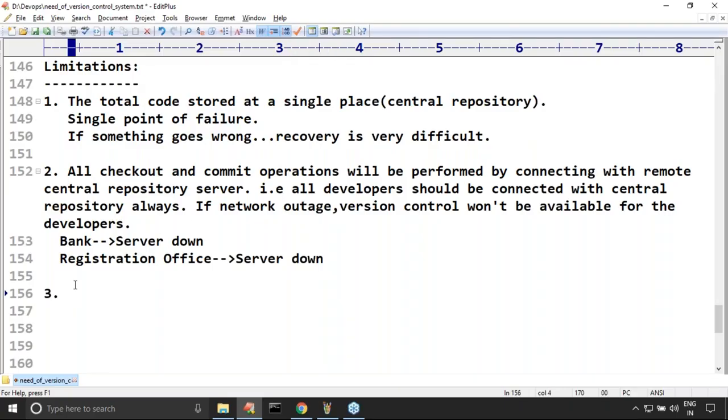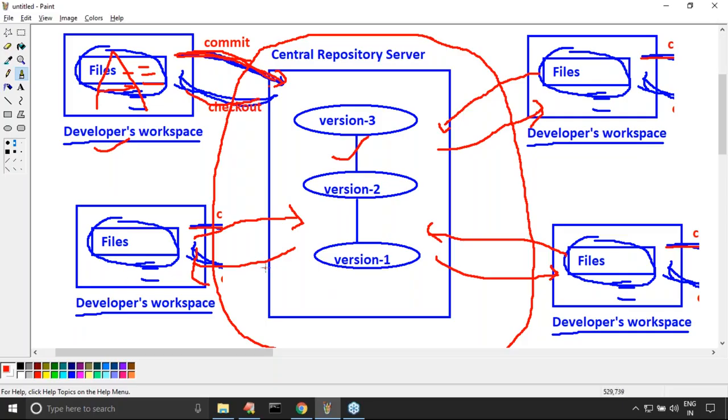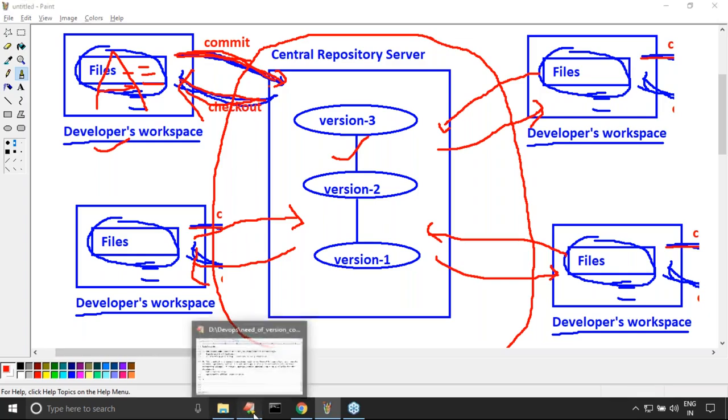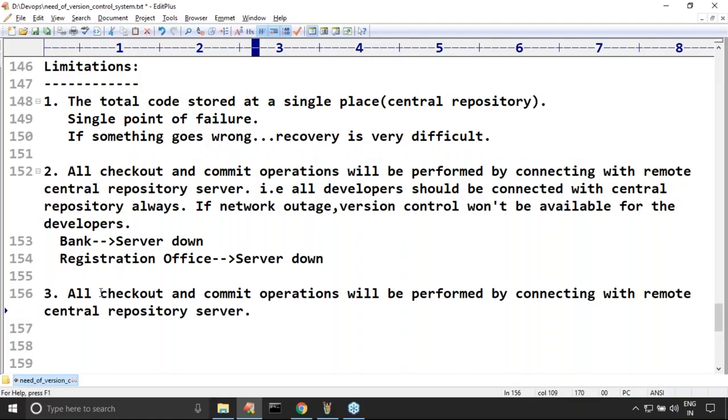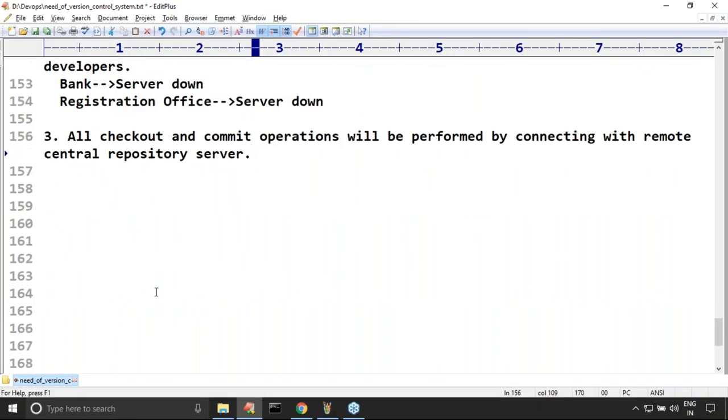Okay, clear. Next, the third very important point, sir. Observe carefully, sir. Commit operation and checkout operation. If you want to perform commit and checkout operations, compulsorily we have to connect with the central repository server, right? Yes. All commit and checkout operations will be performed by connecting with the remote central repository server only.